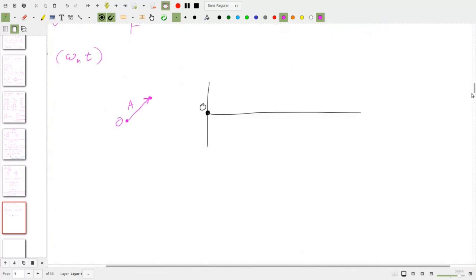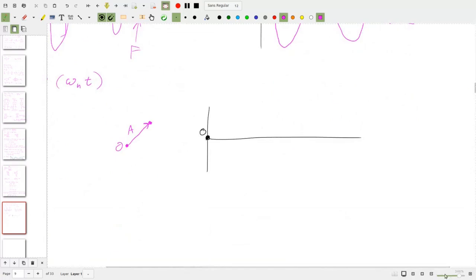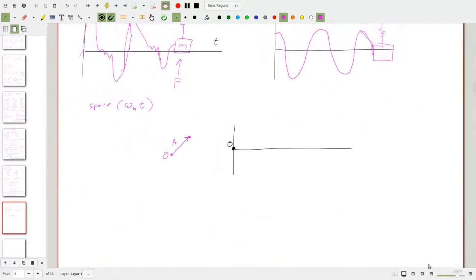Whoa, I don't know what just happened, but something happened. Oh, I zoomed in. Okay, rotating at a constant angular velocity, omega n, so we have a point on this vector. Our vector is rotating at this angular velocity, omega n, where the angle from the origin of the vector is phi. Oh, that's not how I draw phi.